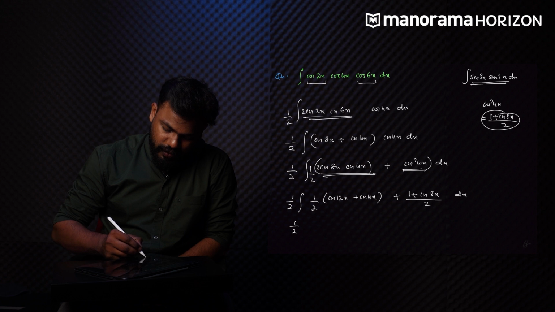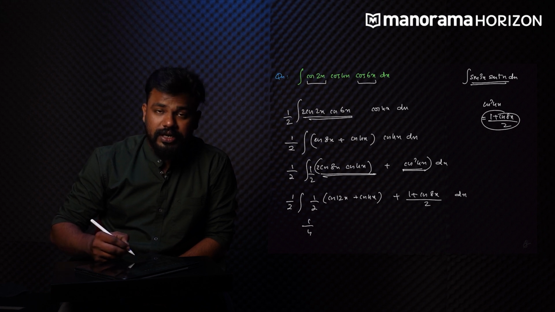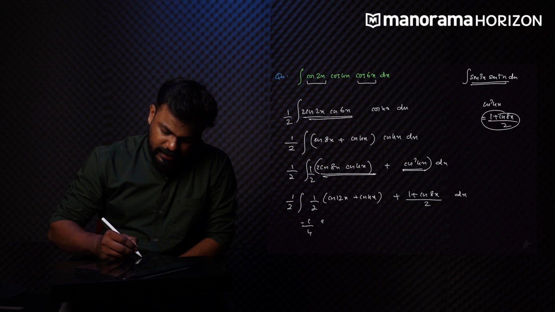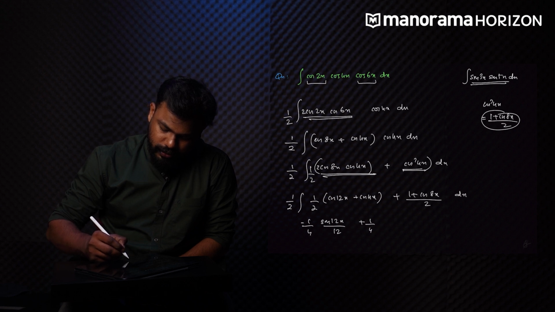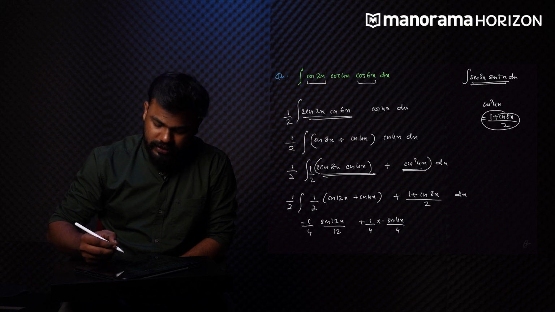And finally, half of half. What is the integral of cos 12x? This half and half get cancelled and it becomes 1 by 4. And the integral of cos 12x is sine 12x by 12. Then half and half, again 1 by 4. So plus 1 by 4 into sine 4x by 4, the integral of cos 4x.